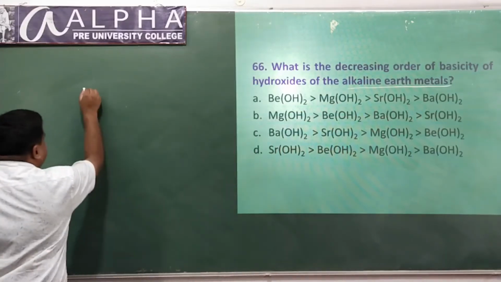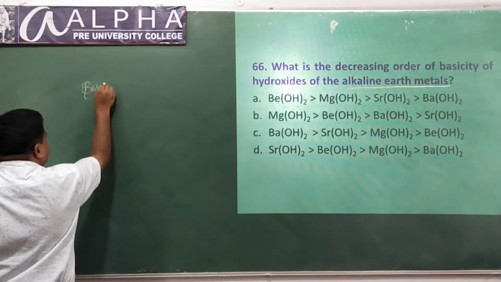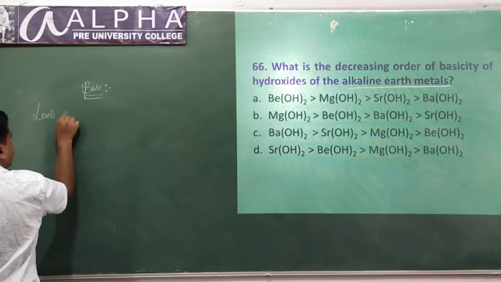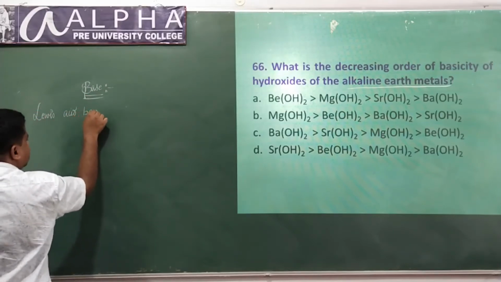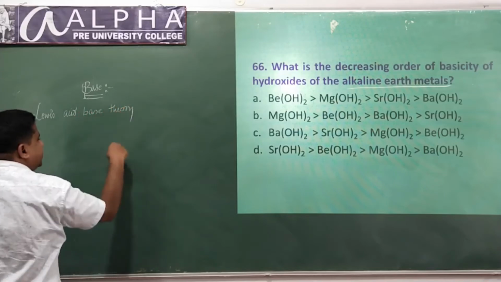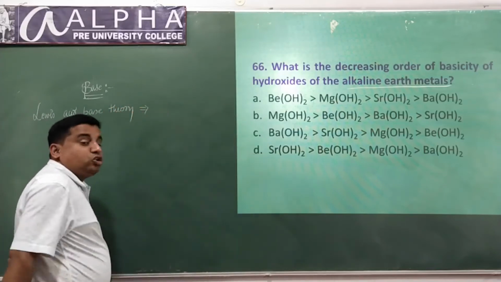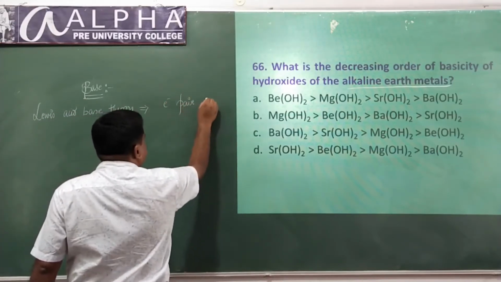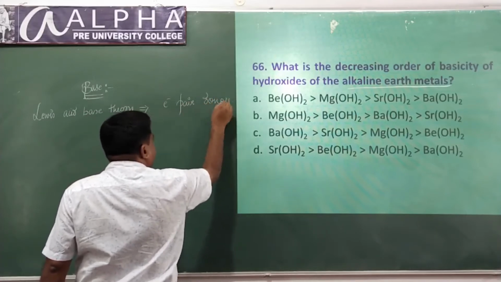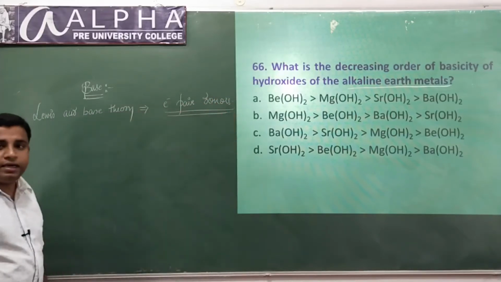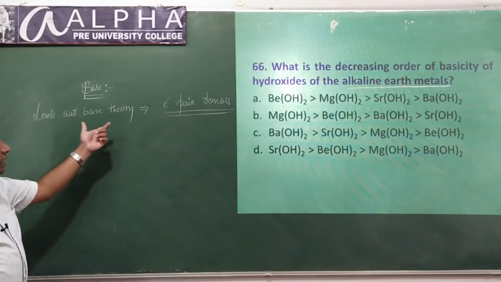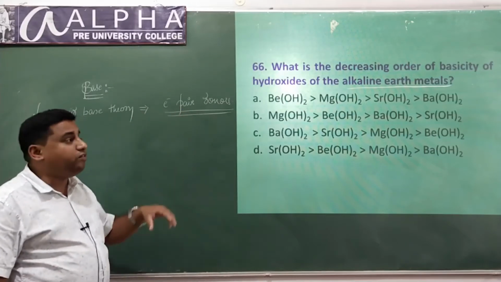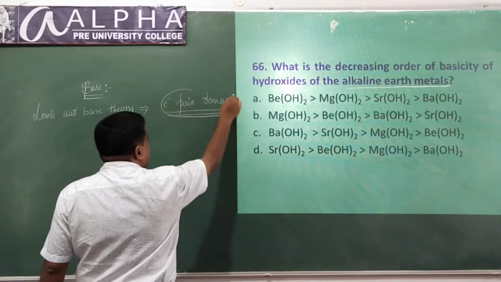By the way students, what is a base? According to Lewis acid base theory, a base is any substance which donates electron pairs. That means bases are electron pair donors. Are you getting my point? According to Lewis acid base theory, a base is any substance which donates a pair of electrons, not just one electron. So electron pair donors are called bases.